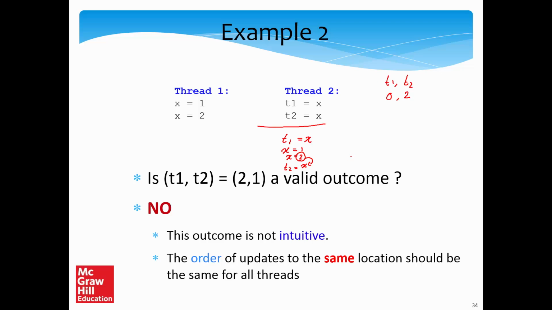Similarly, even 1 and 1 is a valid outcome. Let's see how. Let's assume we have x equals 1 and then this thread somehow gets slowed down because maybe an interrupt comes here.